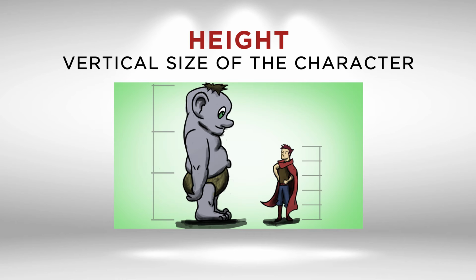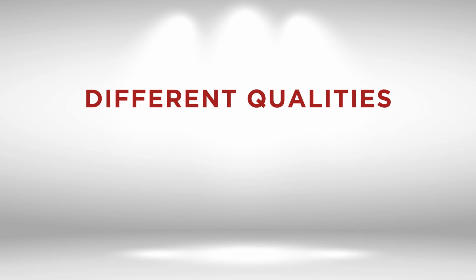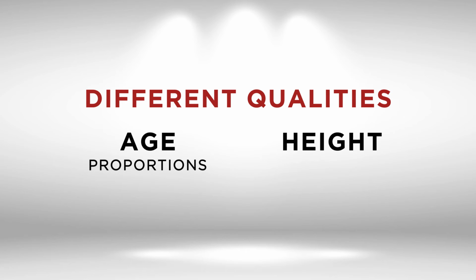Why? Because of the proportions. He measures 3 heads and the hero measures about 5 heads. So you see, the height and age are determined by different qualities. The age is determined by proportions and the height is determined by the vertical size.